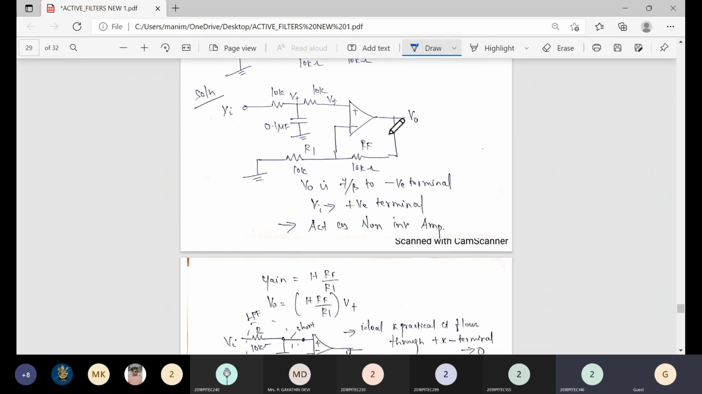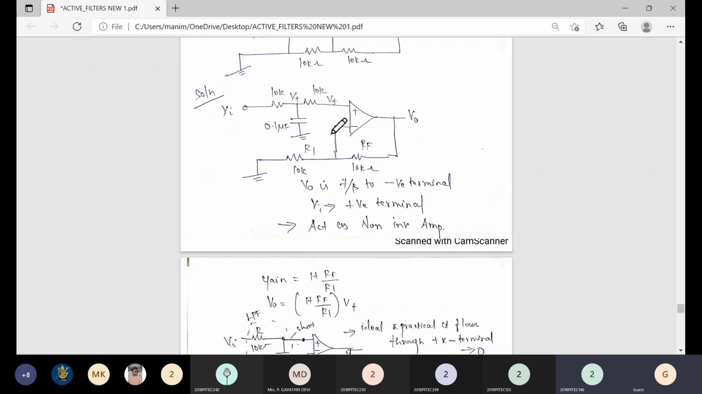We consider this operational amplifier to be an ideal op-amp. Here the inverting terminal is connected to ground through the resistance R1, so it is grounded. So the voltage at the inverting terminal should be 0. From the virtual ground concept, whatever voltage is present at the inverting terminal should be present here, so V plus is also 0. V plus also 0 means no current flows to this non-inverting terminal, and also no current flows to this 10K resistance.